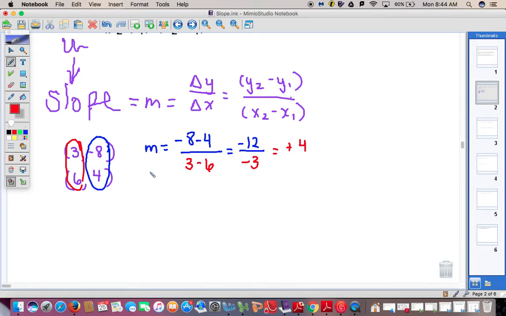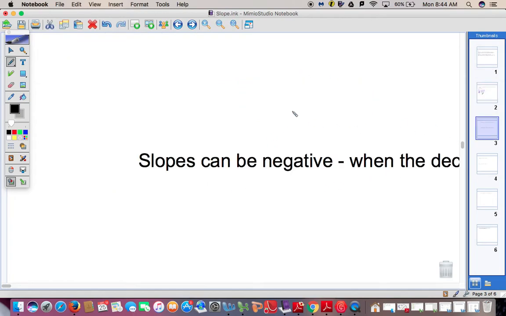So for the line that contains these two ordered pairs, if we just make a quick graph here, we know that 3, -8 is down here, and 6, 4 is going to be up here. And if we connected these two points, we see that it's increasing from left to right. And so when a line is increasing from left to right, we call that a positive slope. Okay, so that's on page number 3.